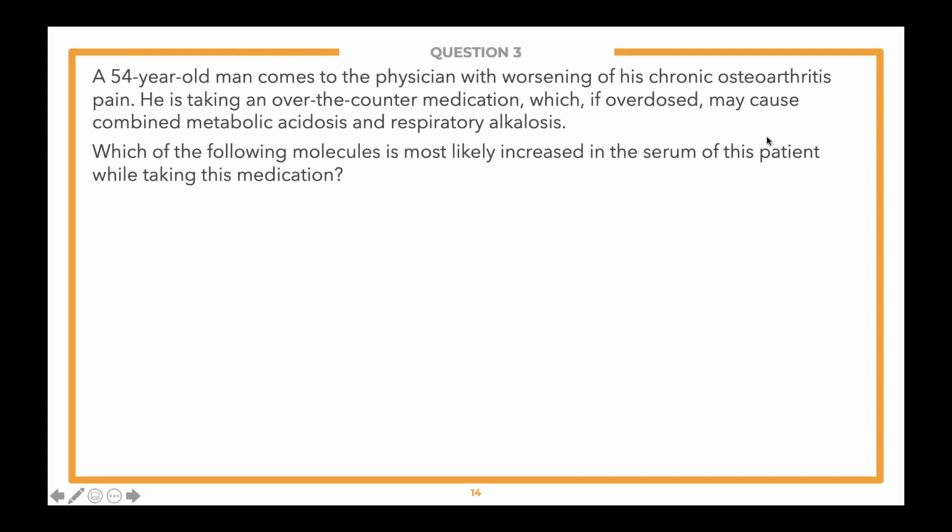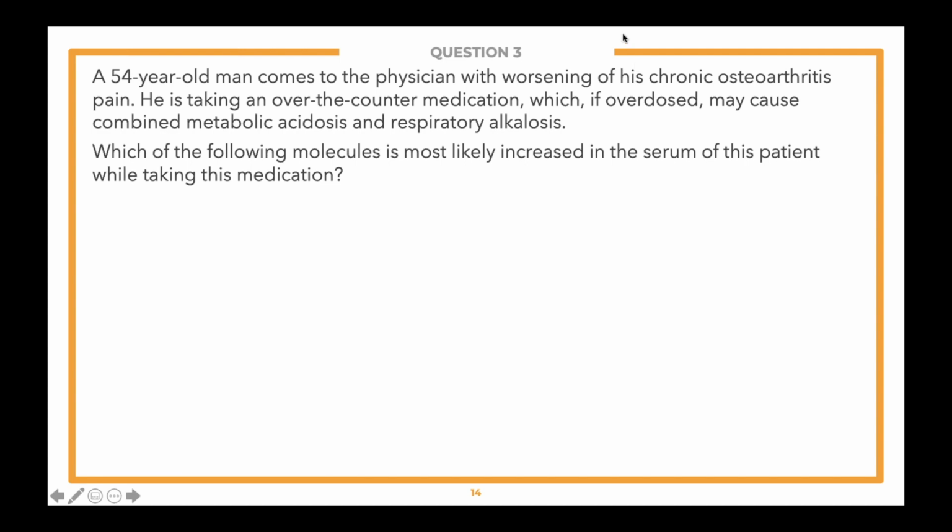All right, I see the responses coming in. Let's go ahead and take a look at that vignette. A 54-year-old man comes to the physician with worsening of his chronic osteoarthritis pain. He is taking an over-the-counter medication which, if overdosed, may cause combined metabolic acidosis and respiratory alkalosis. Which of the following molecules is most likely increased in the serum of this patient while taking this medication? Boris.